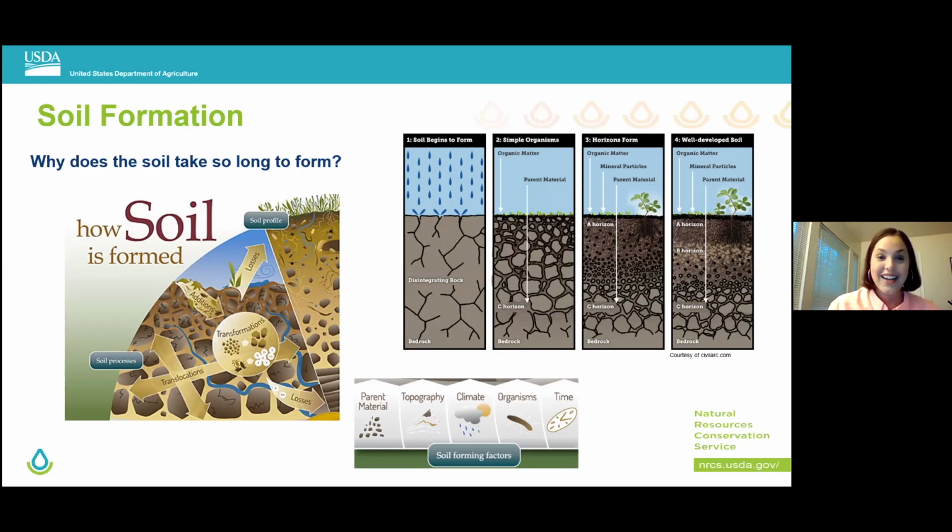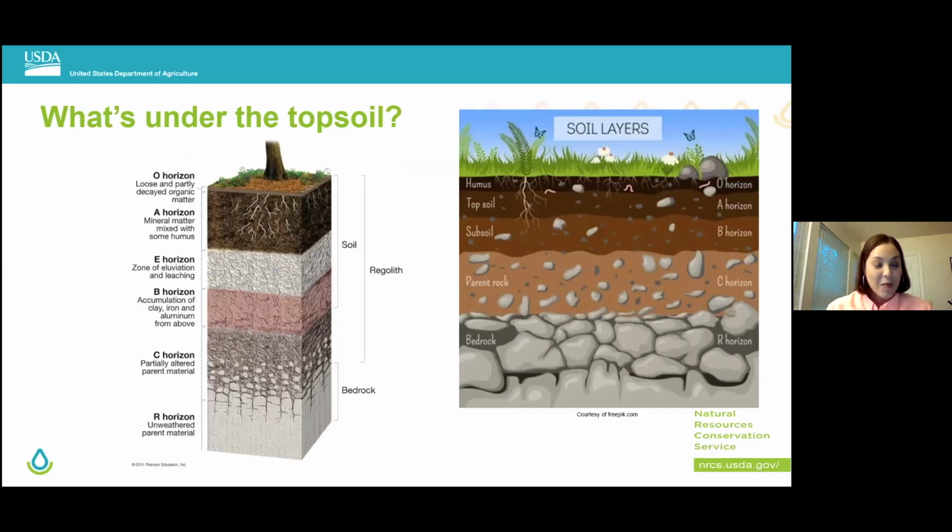All right. So let's start with the fun part. What is under the topsoil? Under the topsoil, we have a lot of stuff. If you ask me, the first thing as a soil scientist that I think about is layers.